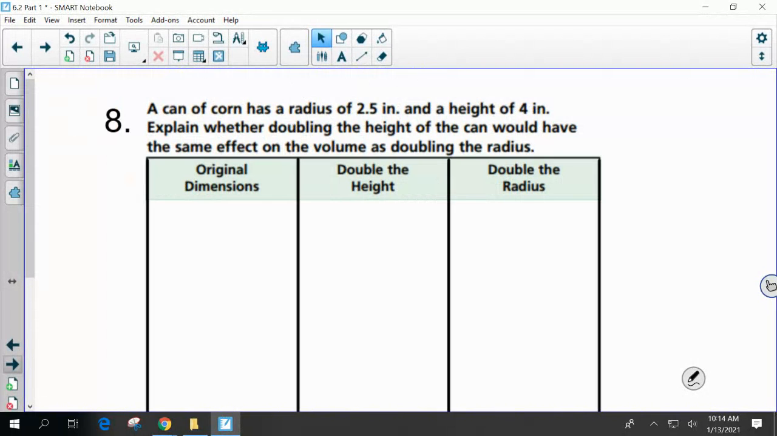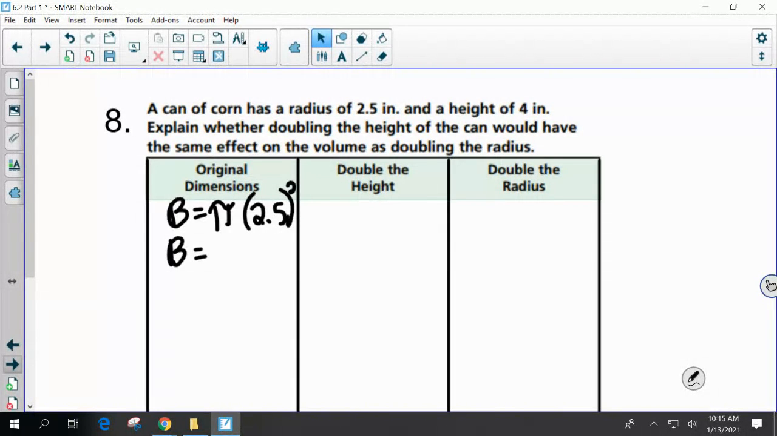All right, number 8, a can of corn has a radius of 2.5 and a height of 4. So what kind of shape are we talking about? Cylinder. A can of vegetables would be a cylinder. Explain whether doubling the height of the can would have the same effect as doubling the radius. So let's look at the original dimensions first. So capital B equals pi times 2.5 squared. And I would use 3.14 for pi.